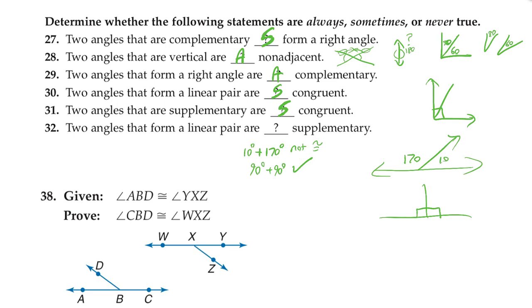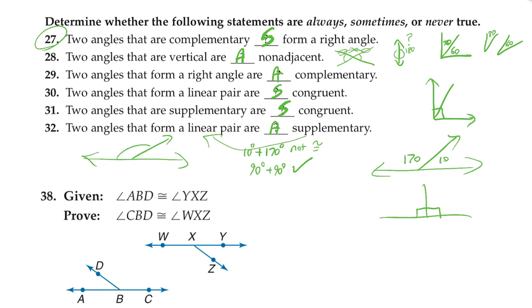Two angles that form a linear pair are supplementary. So a linear pair means they actually make a line together, right? So that one, if they're already a linear pair, then they have to add up. So that's always. If they had asked the question in reverse, that would be just like number 27. If it was supplementary, you can't assume that they're next to each other.